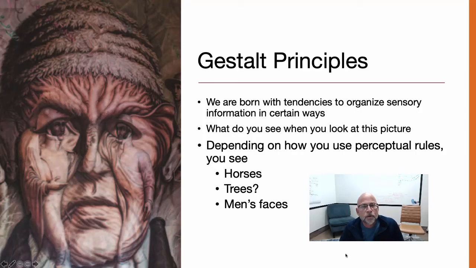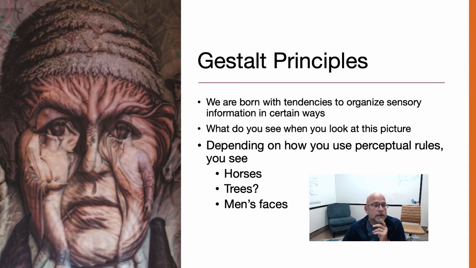So we tend to organize our perceptions in pretty predictable ways. We're born with tendencies to organize sensory information, and we constantly make use of those things. So what do you see when you look at this picture, for example? You might see all kinds of things depending on how you're organizing your information at that time.